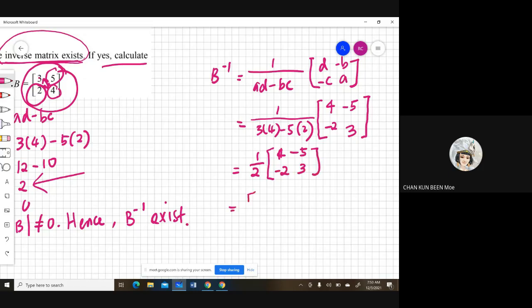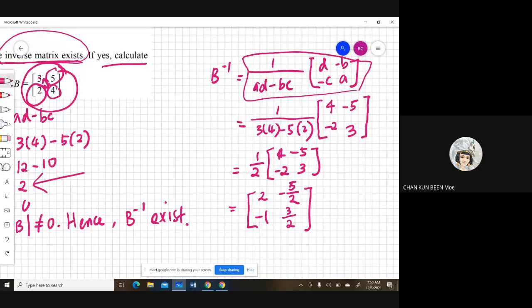And you continue with the answer here. 1 over 2 times 4, we get 2. 1 over 2 times negative 5 is negative 5 over 2. You also can change it into a mixed number if you want, but we can leave it this way because there's no penalty for this. So 1 over 2 times negative 2 is negative 1. Sorry, 1 over 2 times 3 is 3 over 2. So that's the answer for the inverse matrix. You just need to remember, whenever you are asked to find the inverse matrix, you are going to use the formula to solve it.